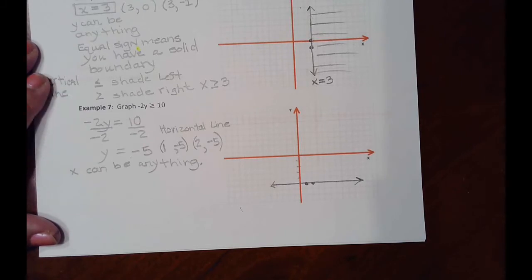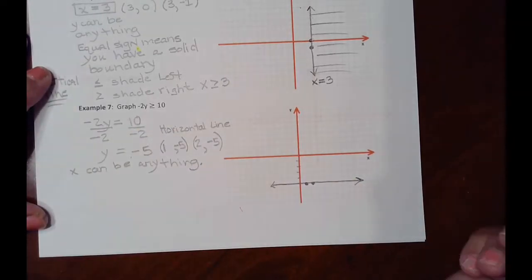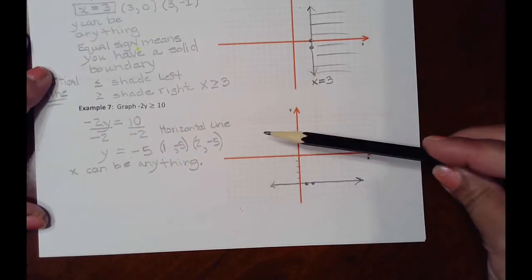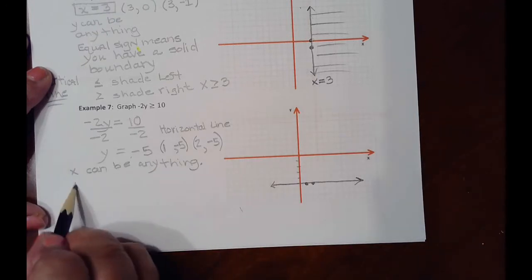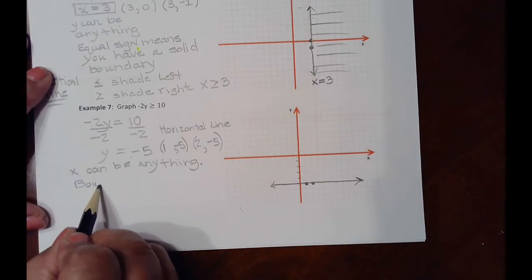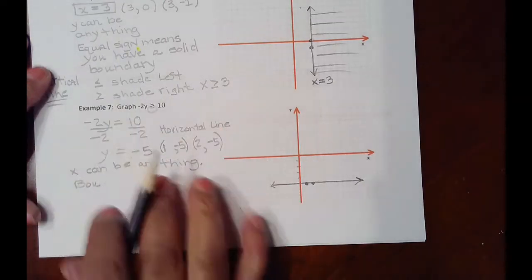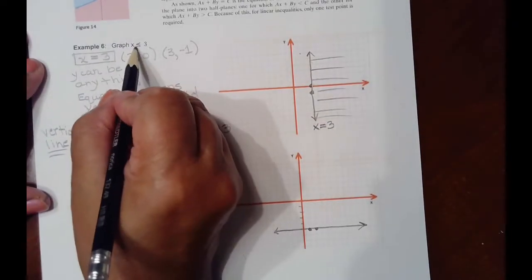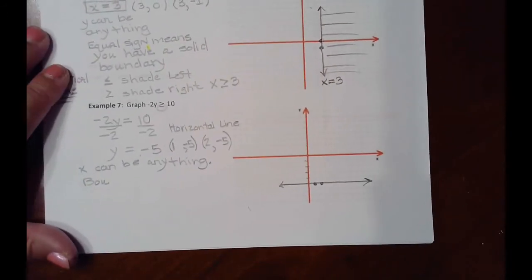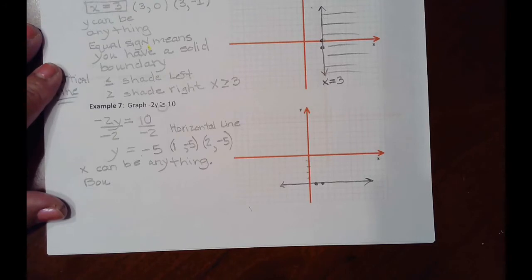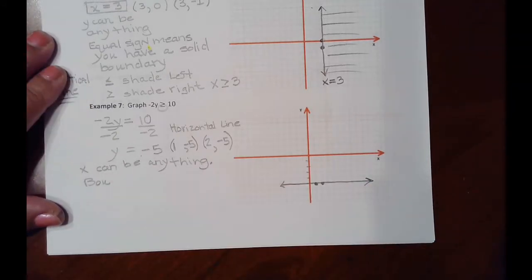Okay, as far as the shading goes, you can talk about above and below the boundary line. Once again, my boundary line was solid, and that is because of this little piece of an equal sign, just like the previous problem had a piece of an equal sign. If we get to the point where we have an inequality that doesn't have that, then we'll just make it out of dashed lines, meaning that it's just not solid.